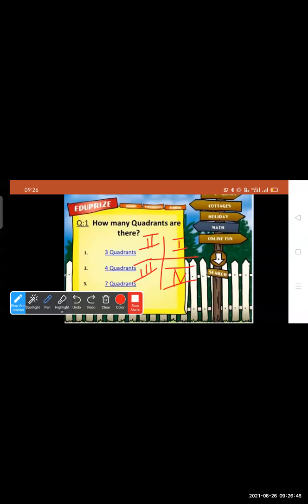Again, we revise. In first quadrant, all x and y values are positive. In second quadrant, x is negative, y is positive. In third quadrant, x and y both are negative. In fourth quadrant, x is positive and y is negative. So the answer of this question is: 4 quadrants are there. Okay. Now second question.